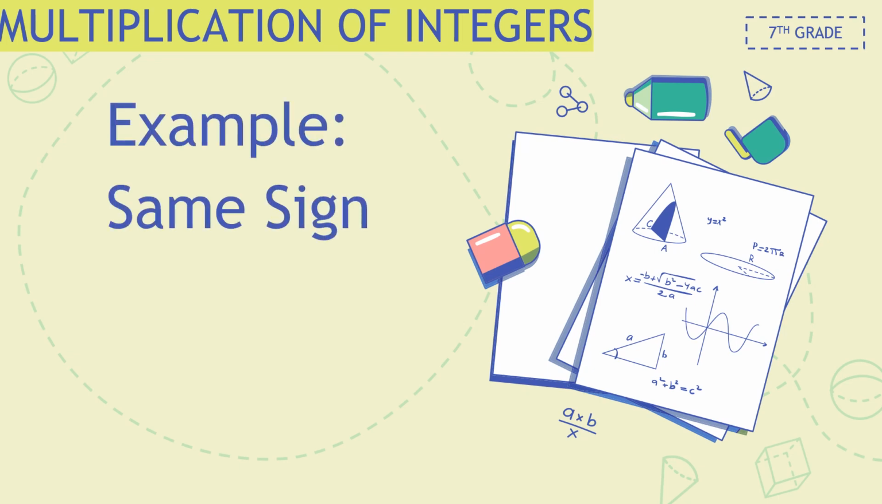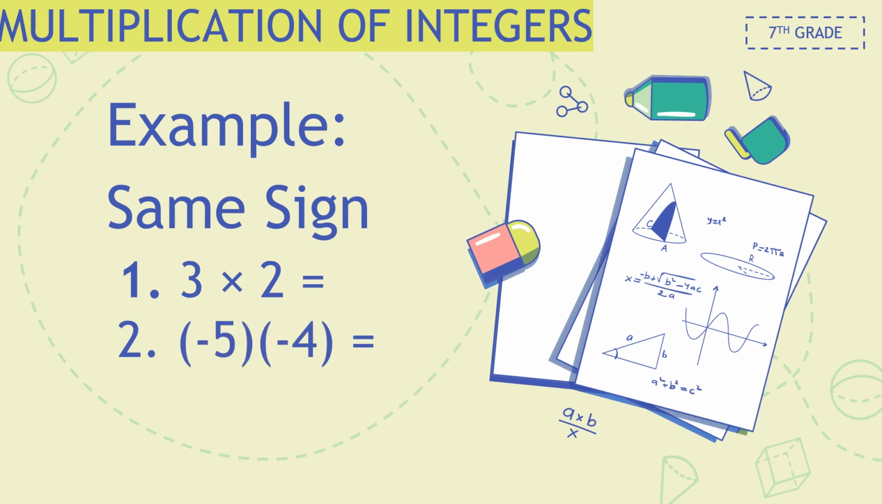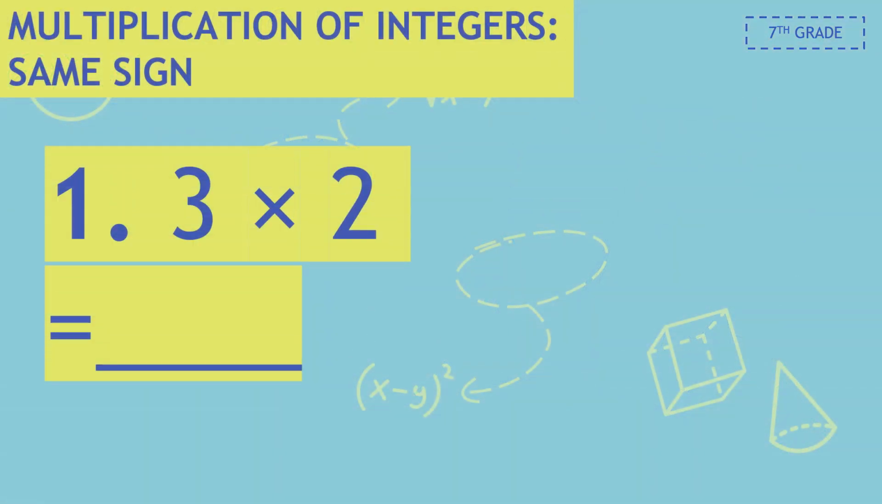Multiplication of integers with the same sign. First example natin is just 3 times 2, and then the second example will be negative 5 times negative 4. Is the first one, 3 times 2. So this one is very basic.